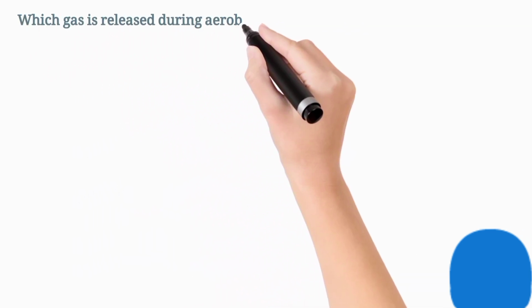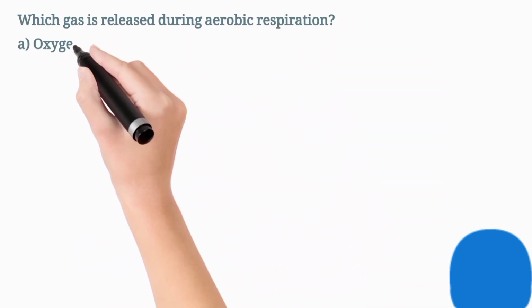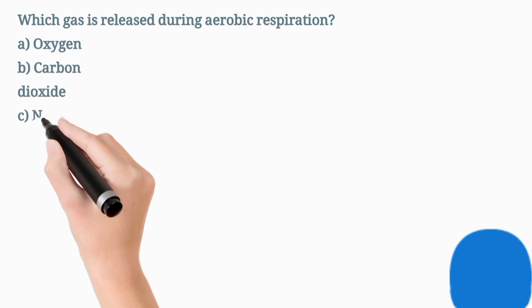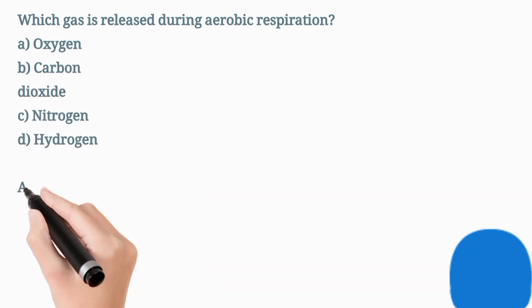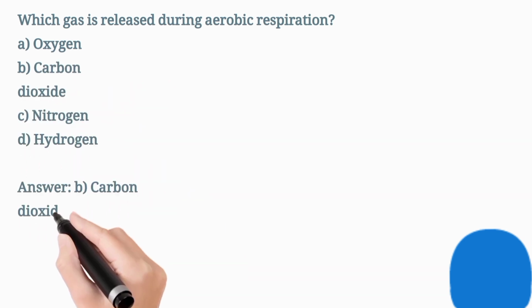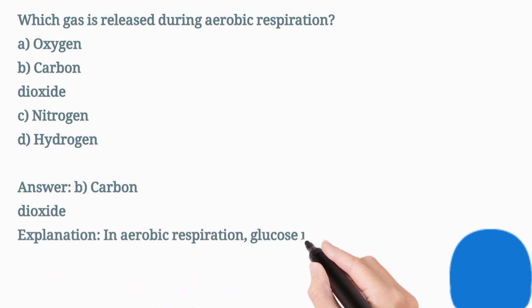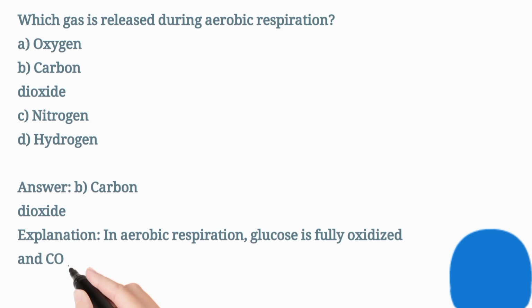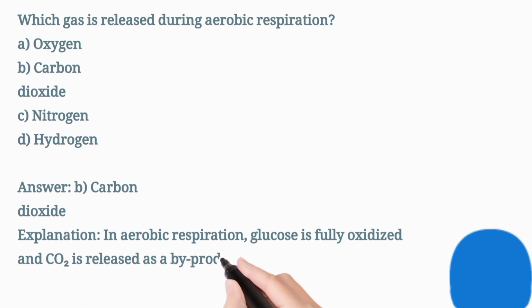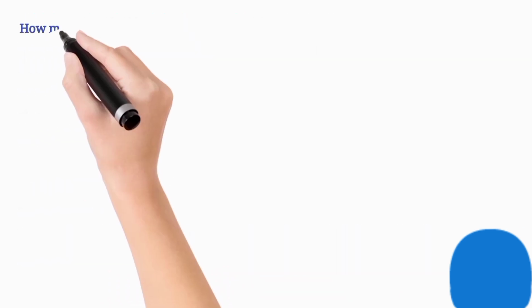Which gas is released during anaerobic respiration? Oxygen, carbon dioxide, nitrogen, hydrogen. Carbon dioxide. In aerobic respiration, glucose is fully oxidized and CO2 is released as a byproduct.